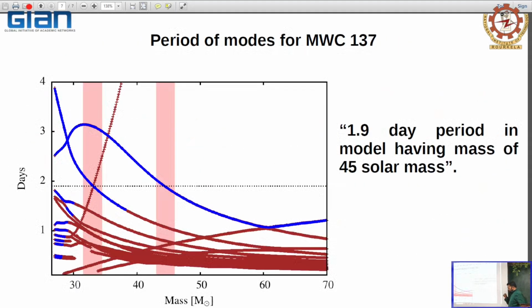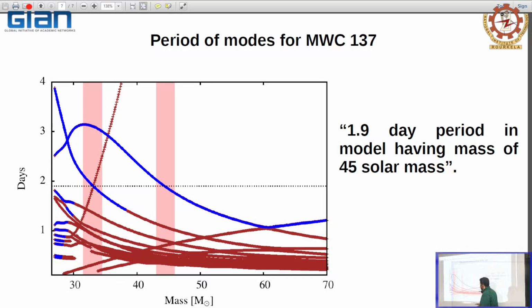Now, when you take that same model diagram for solar chemical composition, instead of plotting the normalized frequency sigma, you take the period, right? The period of all the modes. One particular mode will have a certain period for a given model. So here, on the x-axis, again we have the mass, and on the y-axis we have the period associated with these modes. The 1.9 day period is marked by this dotted line here, and this 1.9 day is the period we have already observed using the test. So this is the location of the period which we have observed.